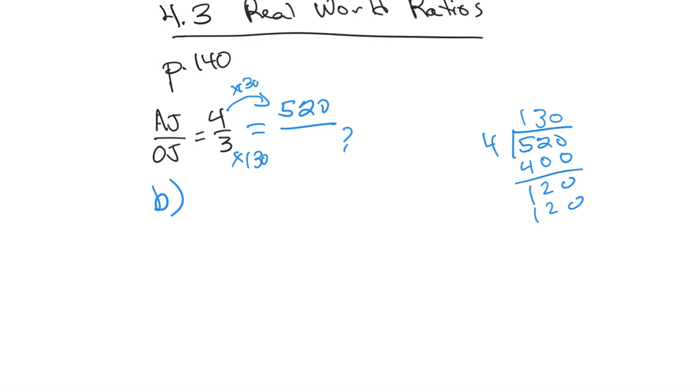2 times 130 is 260. And 3 times 130 is 390. Or 3 times 13 is 39. So 3 times 130 is 390. So the answer to B is 390 milliliters.